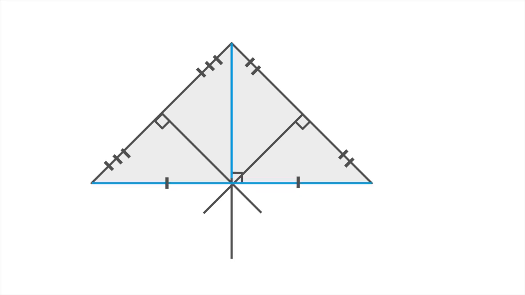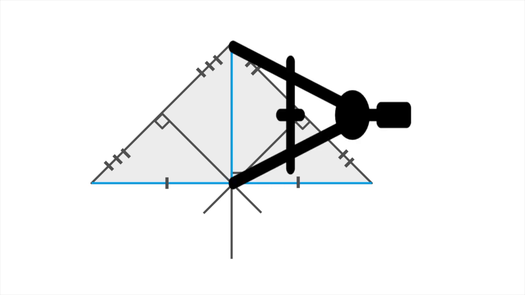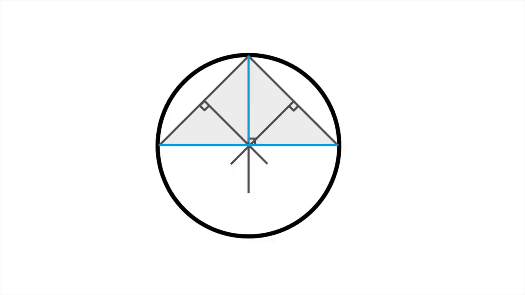A circumcenter is equidistant from each vertex of the triangle, meaning that if this distance were to be 5 centimeters, then these other two lines would also measure 5 centimeters. Since it's equidistant from each of the vertices, if we were to place the point of a compass on the circumcenter and the pencil on the vertex, we could draw a circle around the triangle in which the triangle is perfectly circumscribed within the circle.